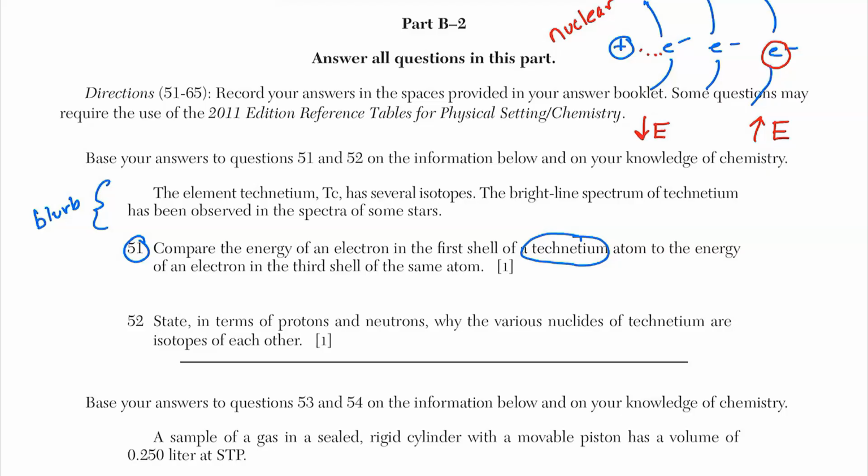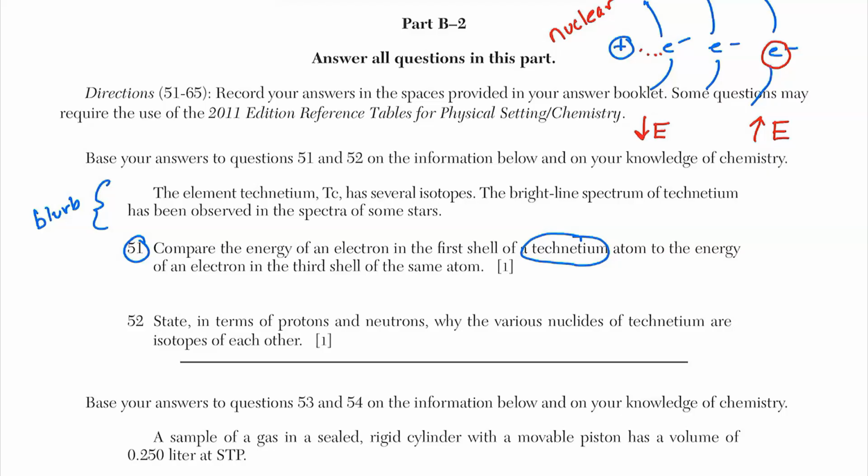They're part of bonding, right? So that's important. So all you've got to say is the energy in the first shell is going to be lower than the atom in the third shell. And that's got nothing to do with the information they gave you.